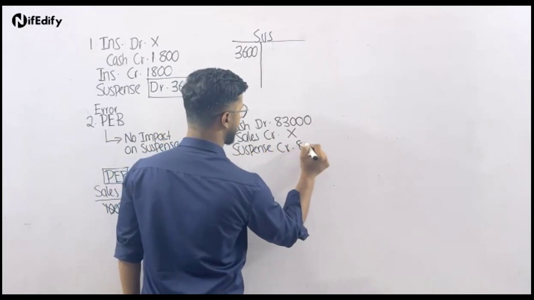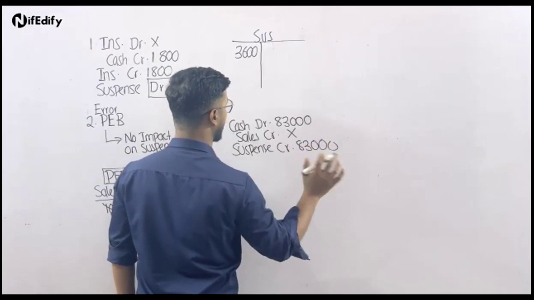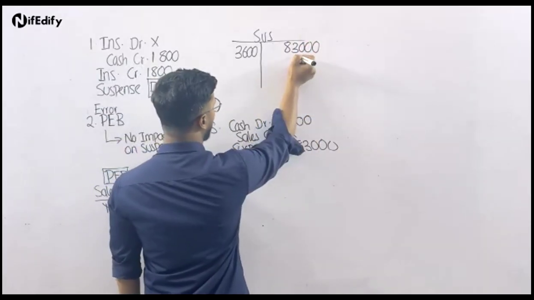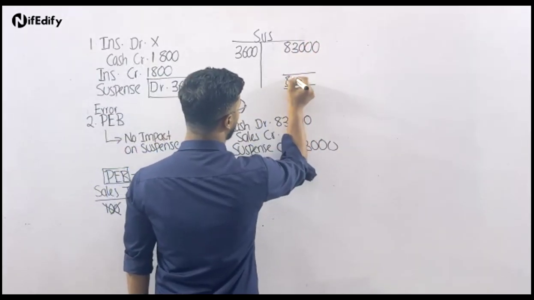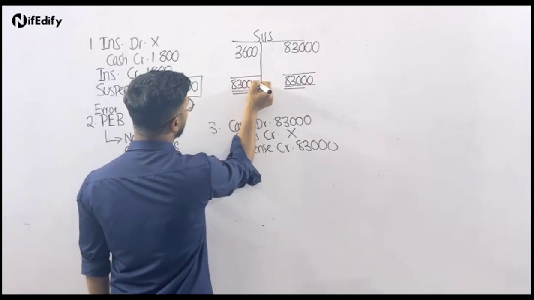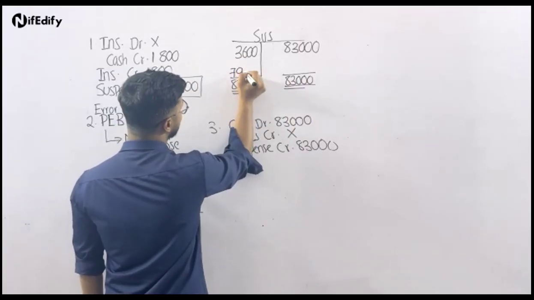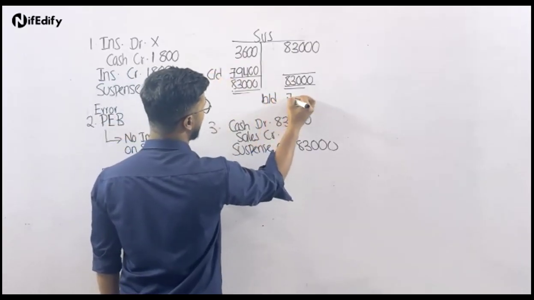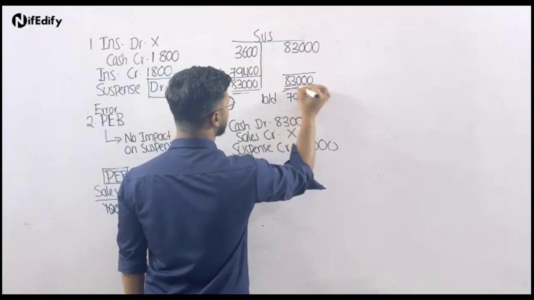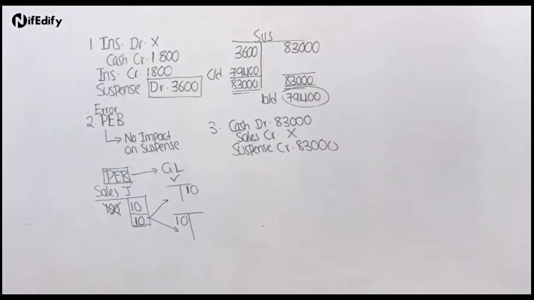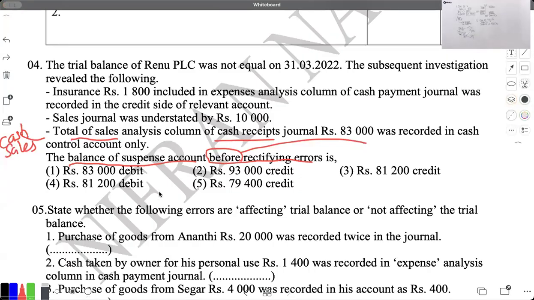In the credit side, how much is it? 83,000. Don't correct. Your answer here is 83,000. So now what's your balance? 83. From 83, if you minus 3,600, 79,400 carried down, brought down. So your answer is 79,400 in credit side. It's basically answer number 5th.